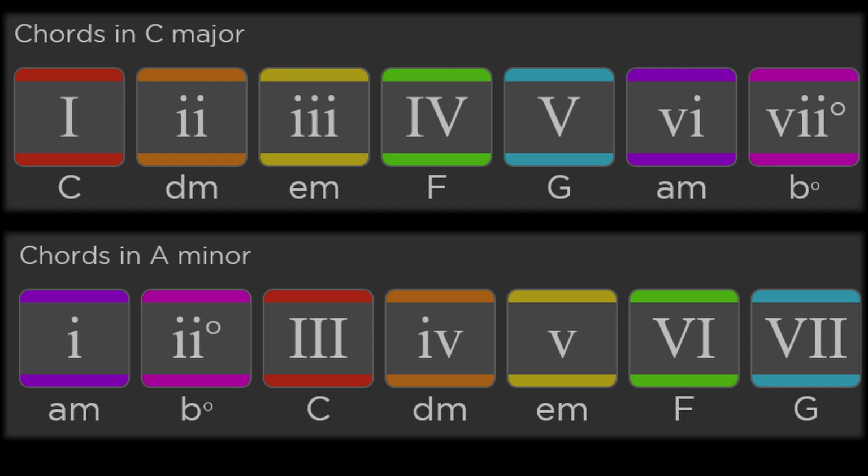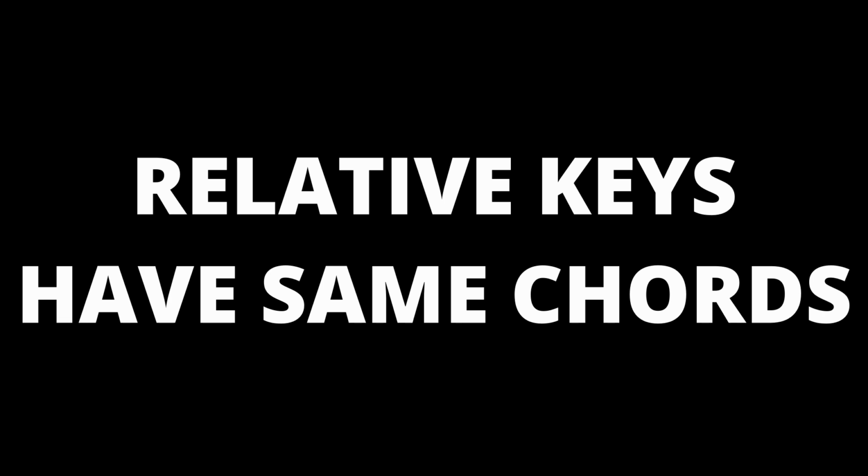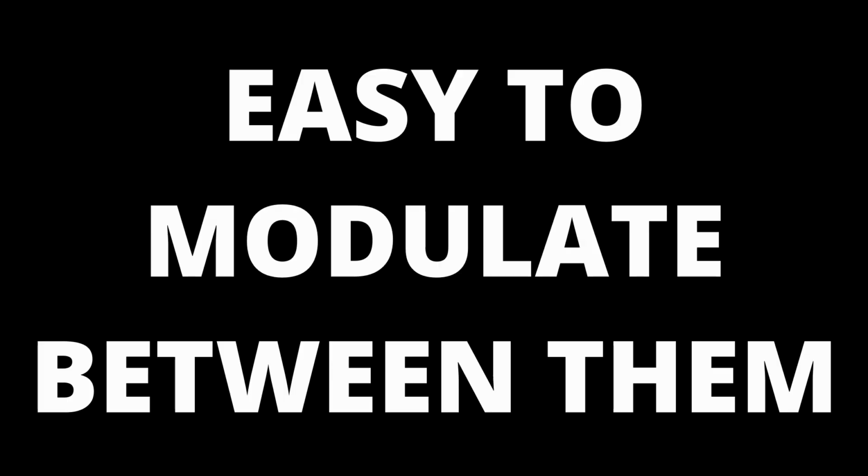And A minor has the chords 1 A minor, 2 B diminished, 3 C major, 4 D minor, 5 E minor, 6 F major, and 7 G major. If you would like to learn more about major and minor key chord progressions, then check out the links in the description below. Because these two relative keys have the same set of chords, it is easy to modulate between the two.